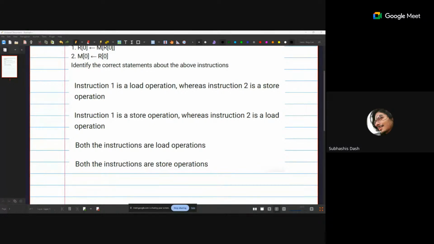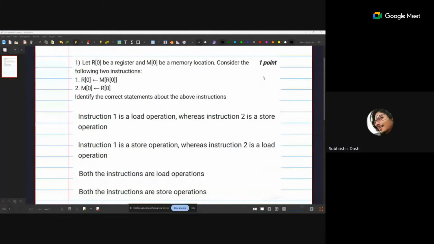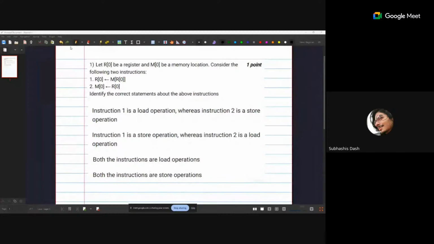So this is the first question that we have. Let R0 be a register and M0 be a memory location. Consider the following two instructions: M of R0 to R0 and R0 to M0. So what is the correct statement in this one? Instruction 1 is a load, whereas instruction 2 is a store.